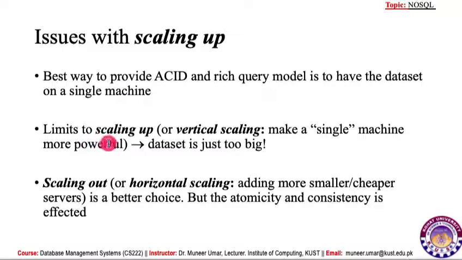Limits the scaling up, or vertical scaling, make a single machine more powerful. Dataset is just too big. So this is a big issue, that if we scale vertically, then we will have a bigger machine, and definitely one day that database would also be bigger, and for handling a bigger database we will have more formalities to be followed.